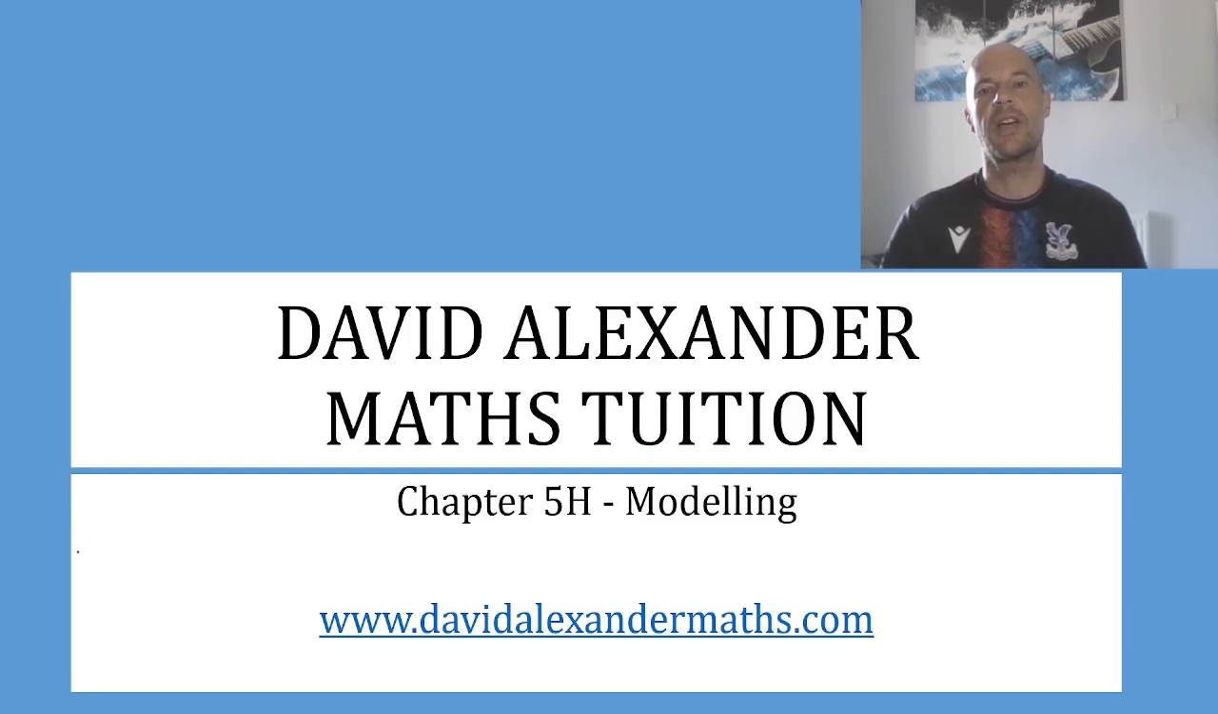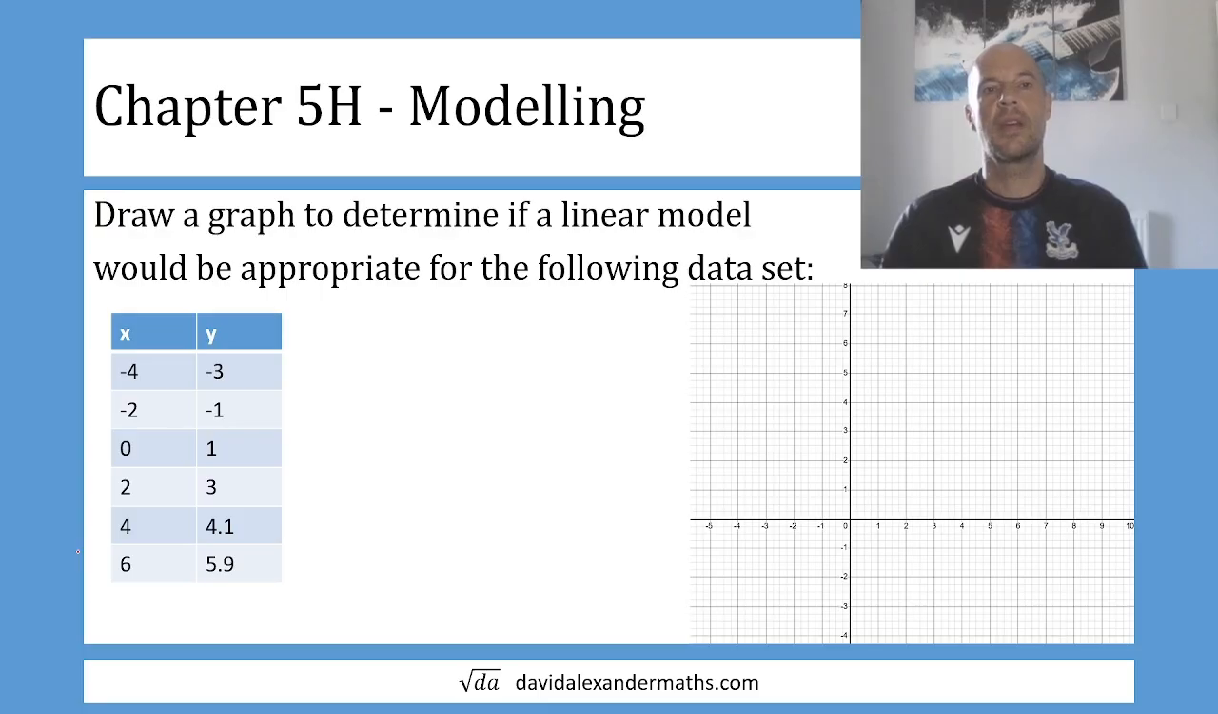This is Chapter 5H, Modelling. Draw a graph to determine if a linear model would be appropriate for the following data sets. So let's just plot these values. We've got -4, -3, -2, -1, 0, 1, 2, 3, 4, 4.1.